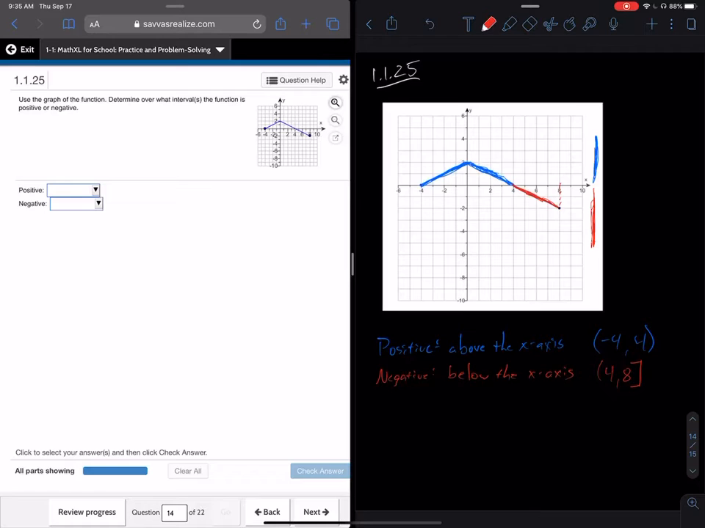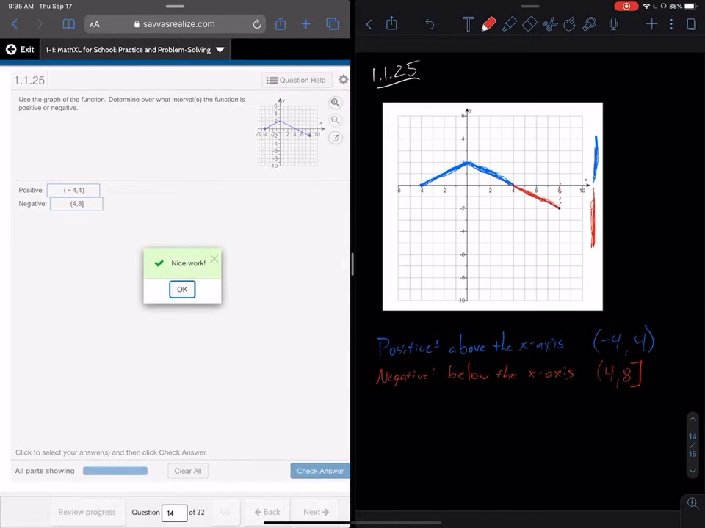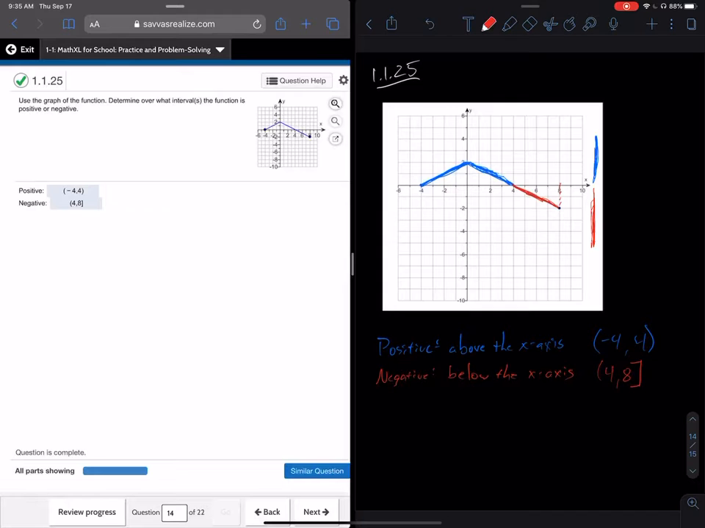And that's it. When you're looking for positive and negative intervals, you're looking for above and below the x-axis. There we go. So we chose -4, 4, and then my negative interval was 4, 8 with the bracket. Okay, so do be careful whether you use parentheses or brackets. It does get a little tricky.